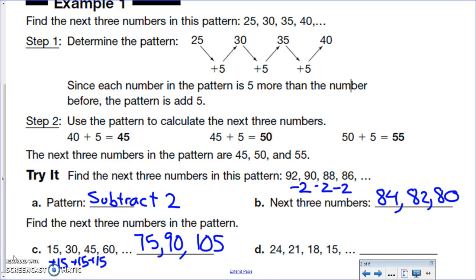So for D, we have 24, 21, 18, and 15. So 24 to get to 21 is minus 3. 21 to 18 is also minus 3. And 18 to 15 is also minus 3. So now we need to find the next three numbers. So 15 minus 3 is 12. 12 minus 3 is 9. And 9 minus 3 is 6.